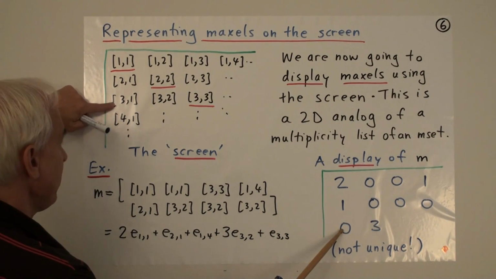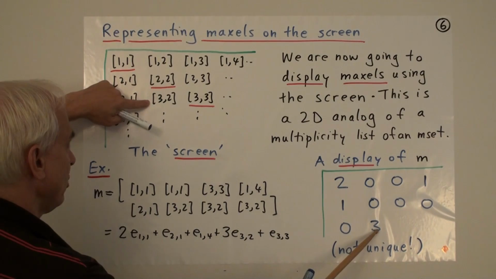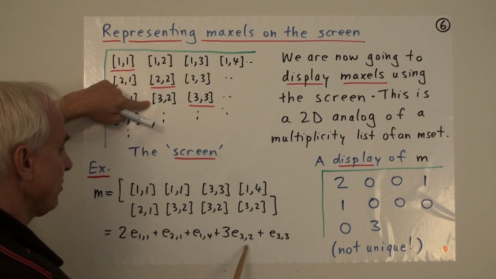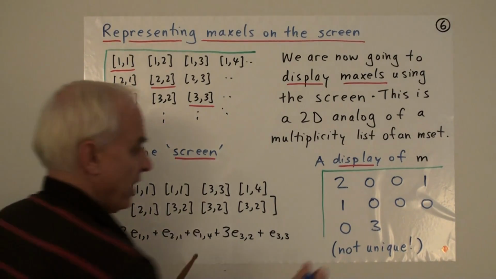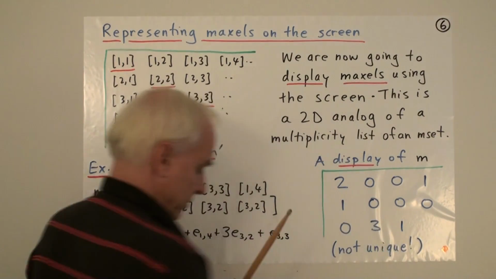There's no 3,1, there's a 3,2, in fact there's 3 of them. So there's a multiplicity there of 3. And there's also that E33 that I need to add. So we'll put it there as well.